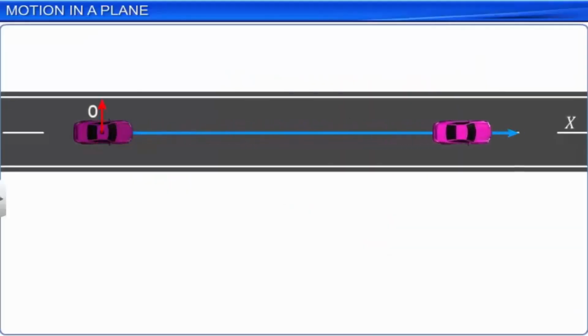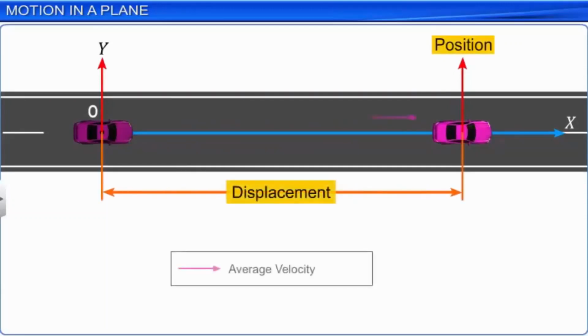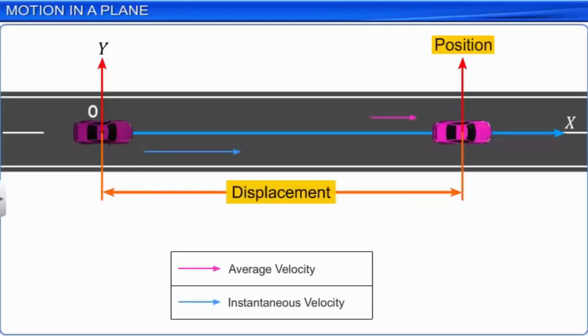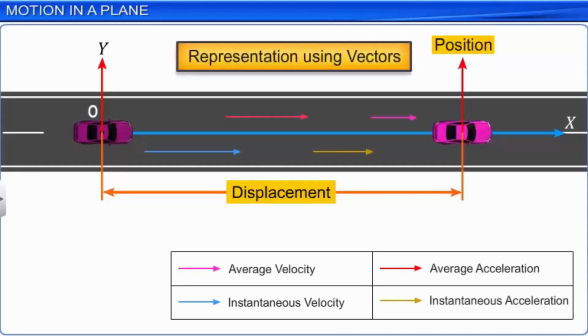The description of motion of a body involves its position at any instant in time, its displacement, average velocity, instantaneous velocity or velocity, average acceleration, and instantaneous acceleration or acceleration. Let us learn how to represent these using vectors.